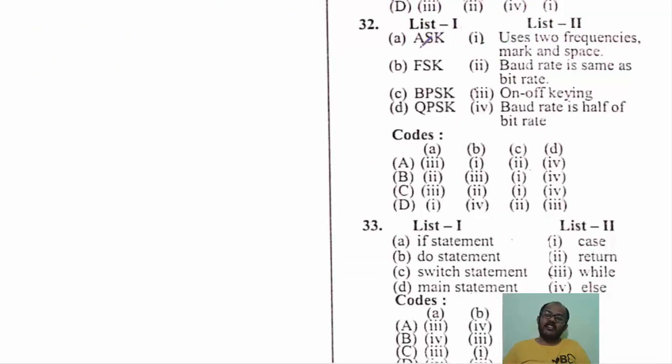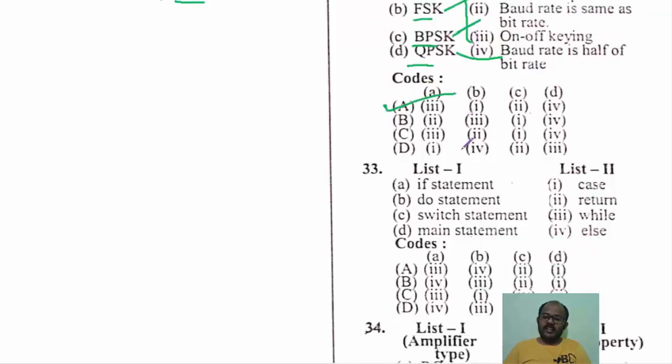32nd question, on the list 1 they have given amplitude shift keying, frequency shift keying, binary phase shift keying and quadrature phase shift keying. We know that amplitude shift keying is also called as on-off keying because we will be having only two states, logic high or logic 0. Frequency shift keying will be having two frequencies. One is mark frequency and the second one is space frequency. This is something like dots and dash. In the case of binary phase shift keying, baud rate is same as bit rate, whereas in the case of quadrature phase shift keying, baud rate is half of bit rate. So the corresponding option that is going to follow is option A is correct.